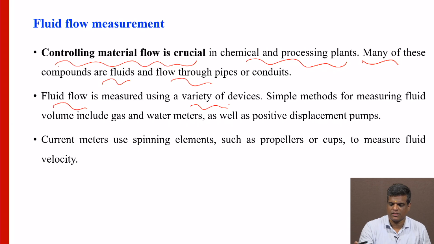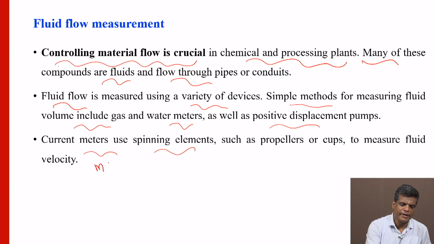different types of devices. The simple methods for measuring fluid volume include gas and water meters as well as positive displacement pumps. For current meters, we use spinning elements such as propellers or cups. Finally, we have to measure the velocity. That's very important. The unit of velocity is meter per second. The velocity we have to measure.